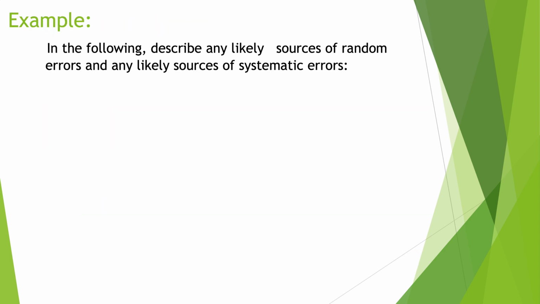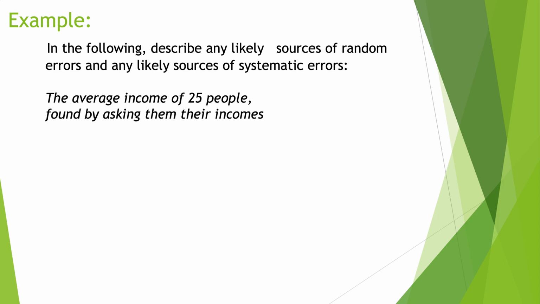Okay. In the following, describe any likely sources of random errors and any likely sources of systematic errors. An average income of 25 people found by asking them their incomes during interviews conducted at a supermarket. Okay, so what are some random errors and what are some systematic errors?